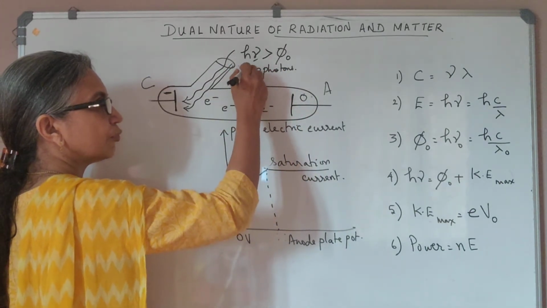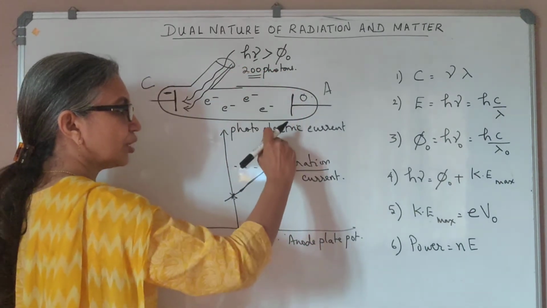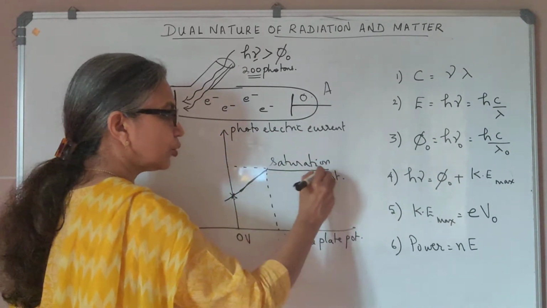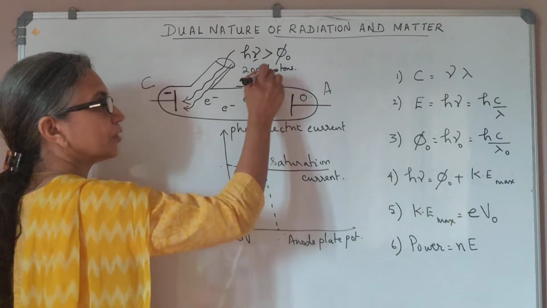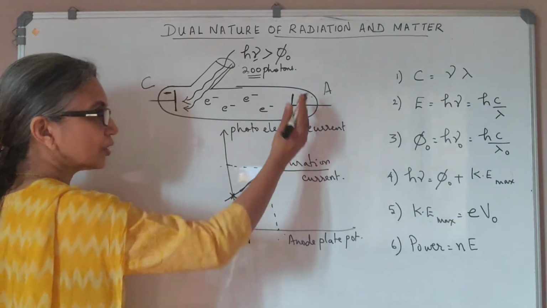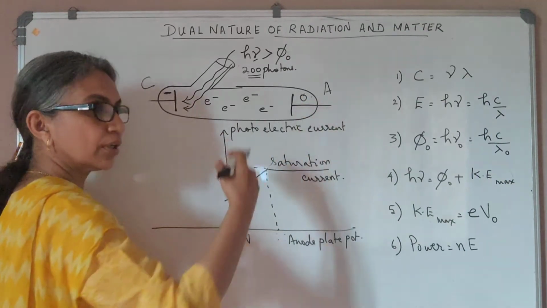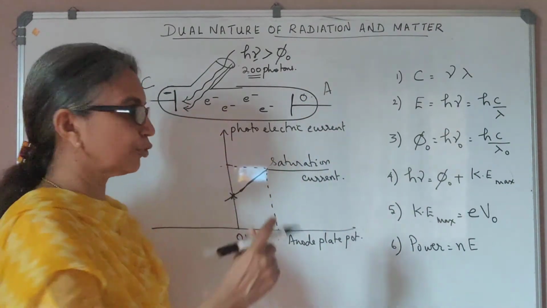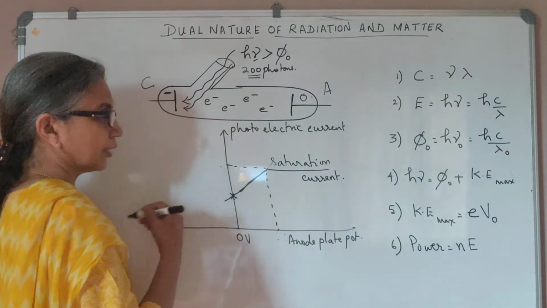If I have 200 photons here, then the saturation current would have been larger, and that's why I told you the value of that saturation current depends on the intensity here. So now we are reducing the anode plate potential. Therefore, the number of photoelectrons accepted by the anode is also decreasing, and therefore the photoelectric current is also decreasing.